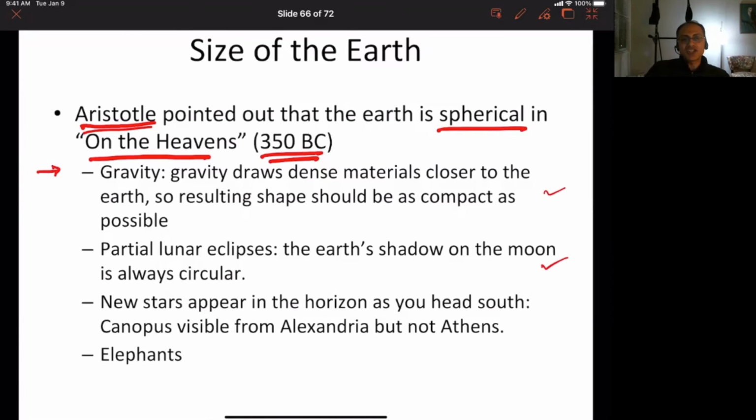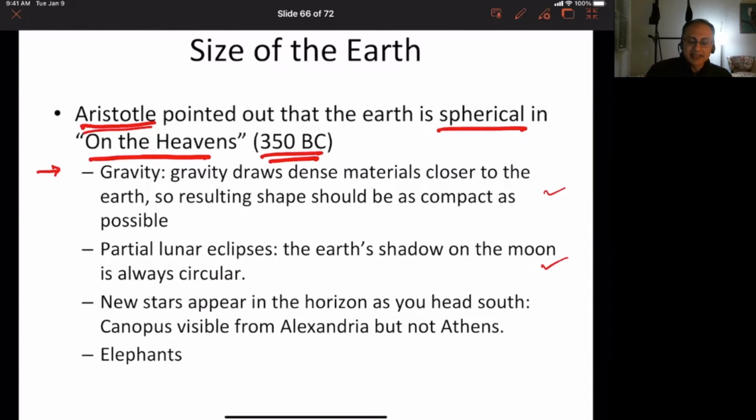A sphere is a shape where, if you take its shadow, it will always be circular, or a part of the shadow will always look like an arc, right? Any other shape will not necessarily always have a circular shadow, but a sphere will always have a circular shadow. So from having watched many lunar eclipses, he concluded that since the Earth's shadow is always circular, the Earth must be spherical.